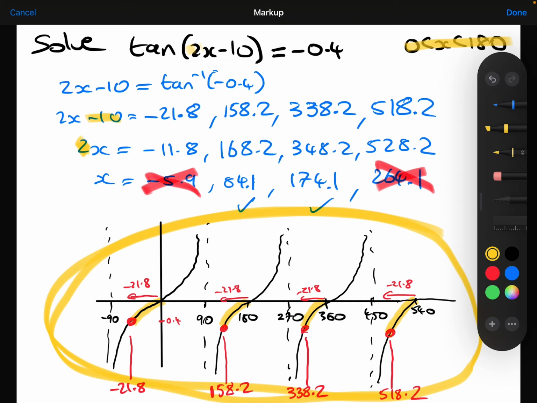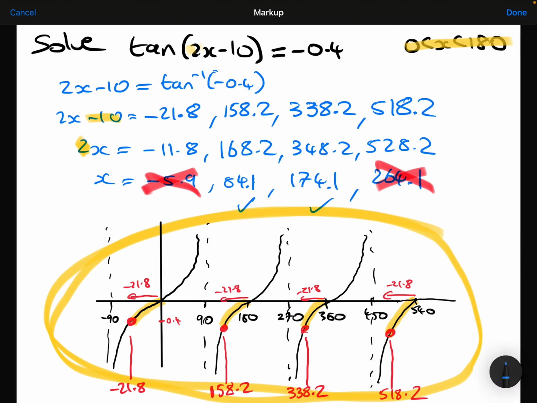In this case here, the question wanted me to give my answers between 0 and 180. I looked here and saw that I was going to times by 2, or rather divide by 2 at the very end. So I drew my graph twice as big as that, and then a bit bigger as well. So I actually went all the way up to 540, which is not strictly necessary, but much better to find more solutions than not enough solutions. Because if you don't give all of the correct solutions, you will lose marks. So there we go.